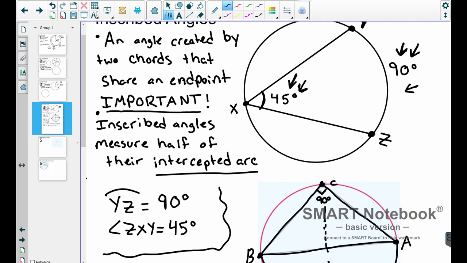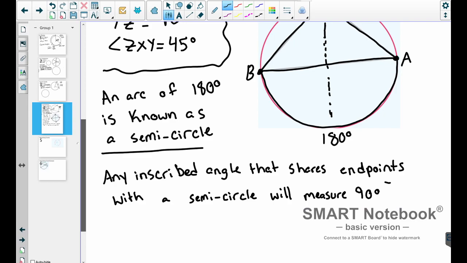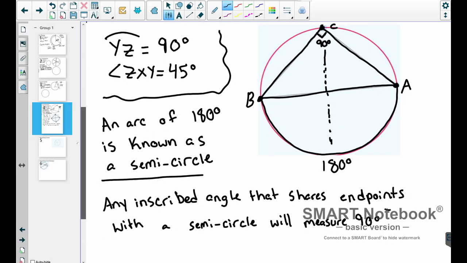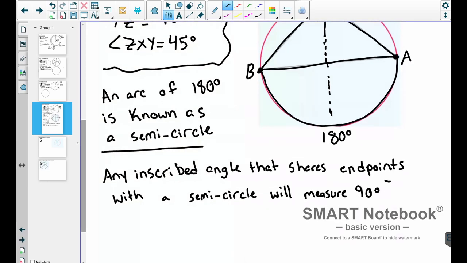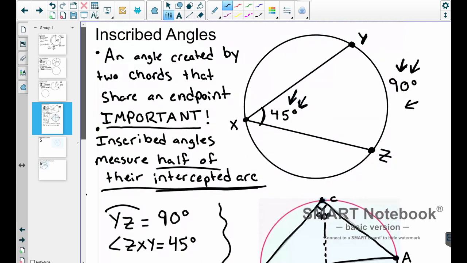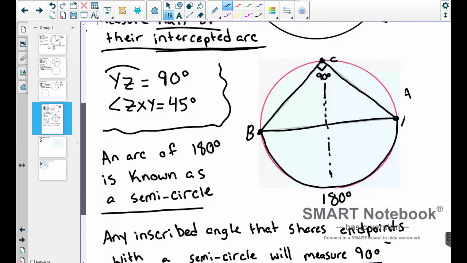Look, we said it again. Half of the intercepted arc. So what's the intercepted arc down here? 180 degrees. That makes our angle 90. But sometimes it's just easier to know that if you're looking at an inscribed angle that shares endpoints with a semicircle, you'll have a 90-degree inscribed angle. I may be going a little fast, and I'm sorry about that, but feel free to pause at any time and review this stuff because this is very important stuff.